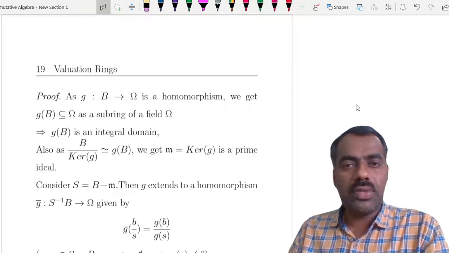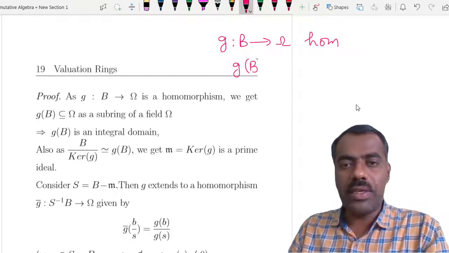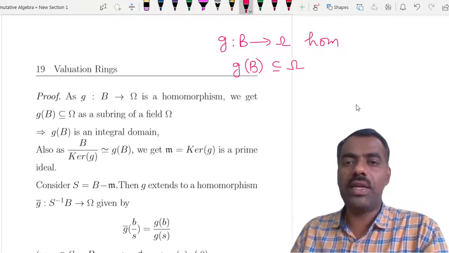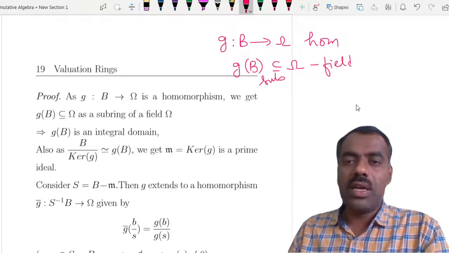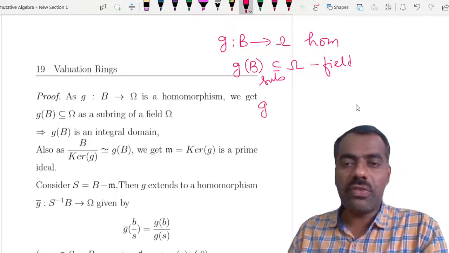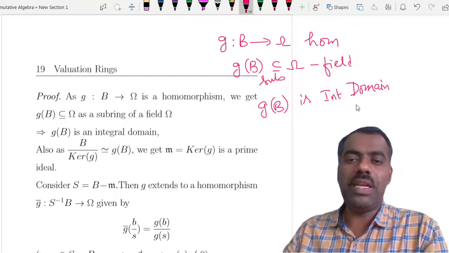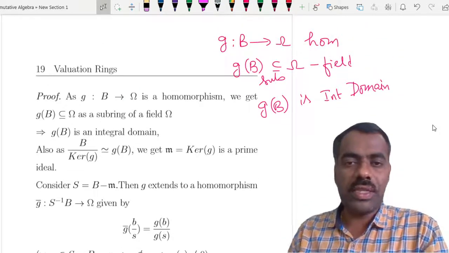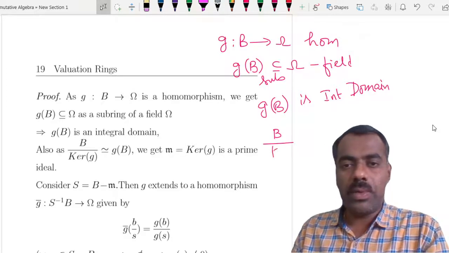G is a map from B to omega. This is a homomorphism, right? So therefore, G of B is actually a subring of omega, where omega is a field. So this is a subring of a field, and therefore it is an integral domain. Okay, this G of B will become an integral domain.